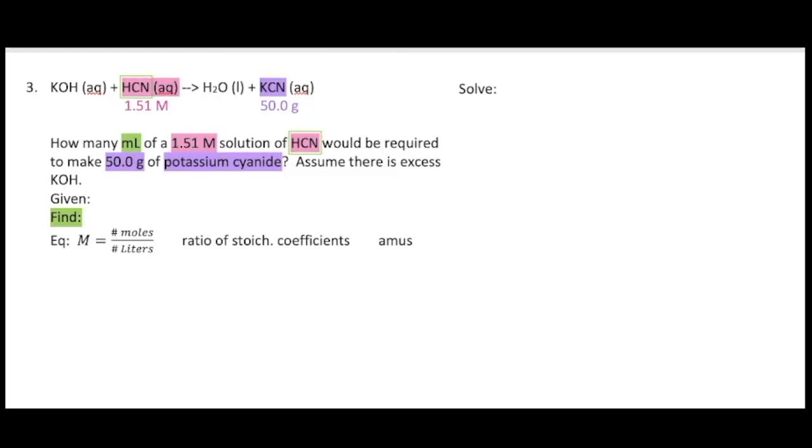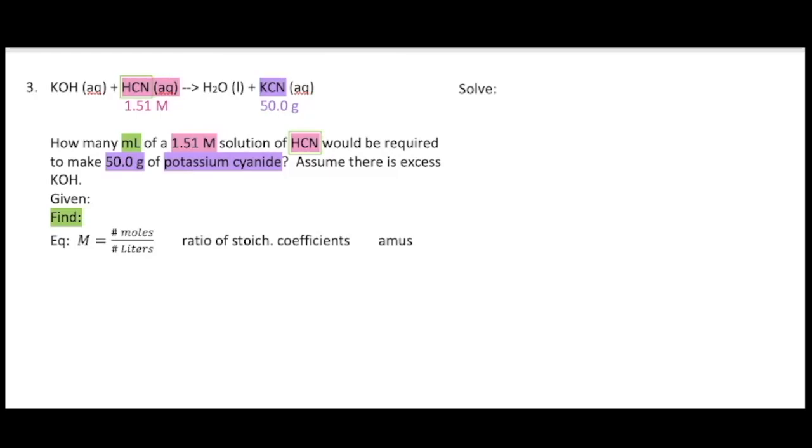And then I want to remember what I'm looking to find. I'm looking to find milliliters of HCN. So I want to remember that's what my goal is. And if that's where I'm going to finish the problem, I probably need to start the problem with the other information, which is the KCN. Now I have mass of KCN, and I want to take that into moles.